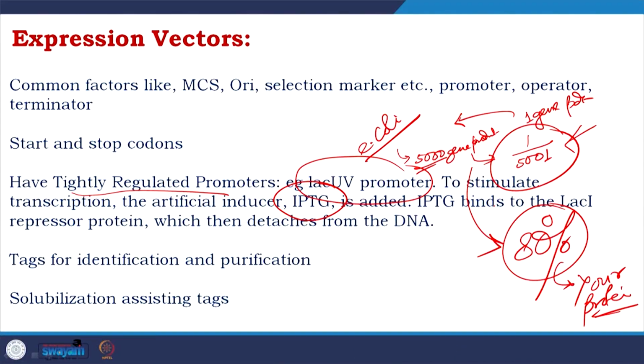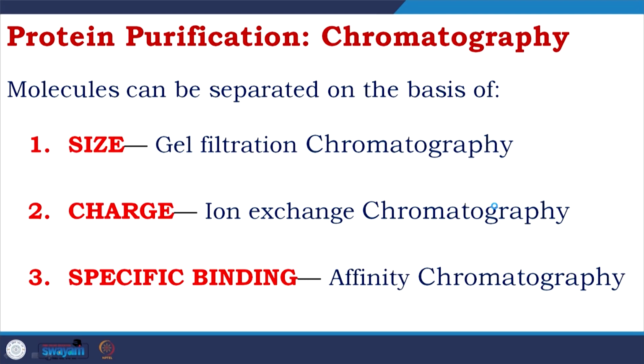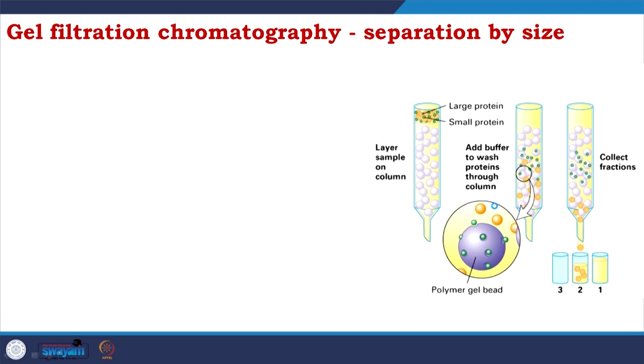Then solubilization assisting tags. There are some tags like chaperones and others stabilizing protein, which helps your protein to solubilize. Solubilization is very important for optimum production. Now, going to protein purification, there are chromatography techniques. For size based separation, there is gel filtration chromatography or size exclusion chromatography. For charge based separation, ion exchange chromatography. For specific binding related separation, there is affinity chromatography.